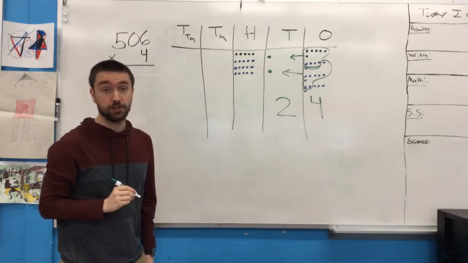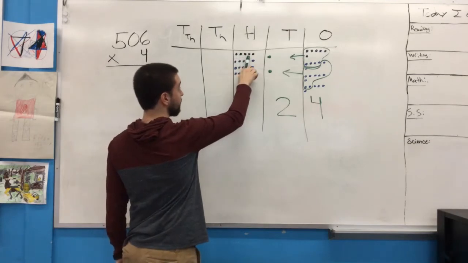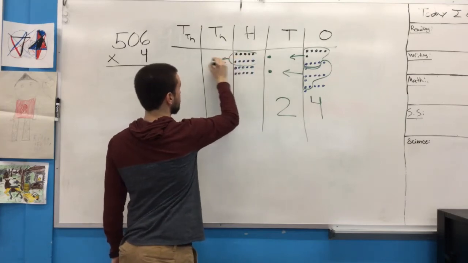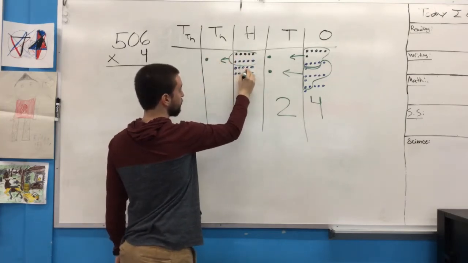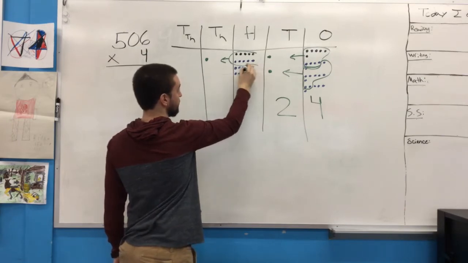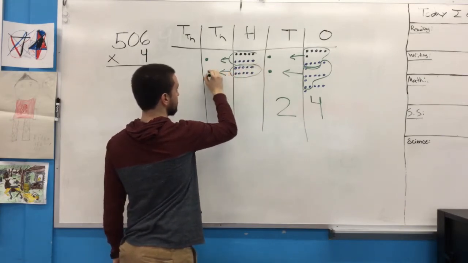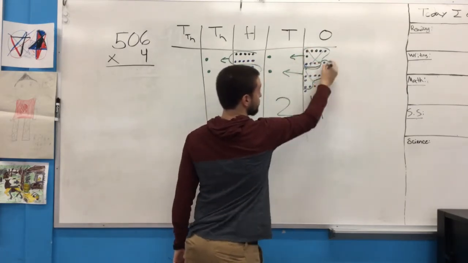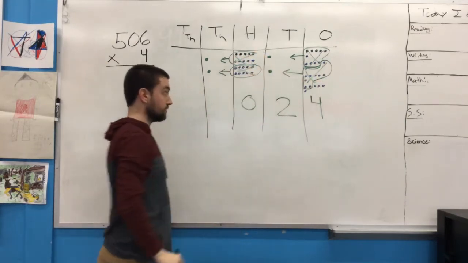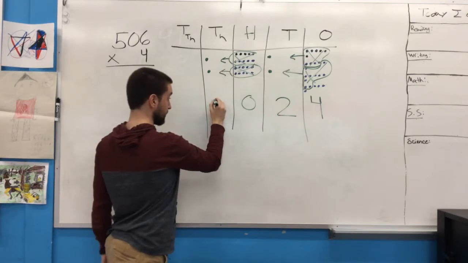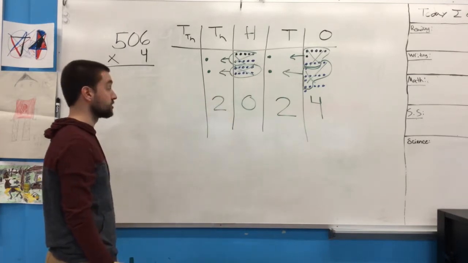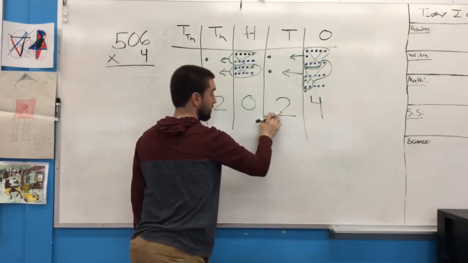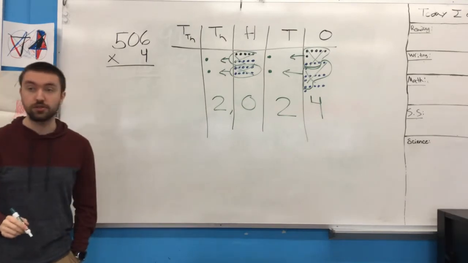All right, I have more than 10 in my hundreds place too. I gotta do some more bundling. 1, 2, 3, 4, 5, 6, 7, 8, 9, 10. Move it over. Another 10. Now I have none left here, because now that they've been moved, these are gone. And I have 2 in my thousands place. Which means that my answer is 2024.